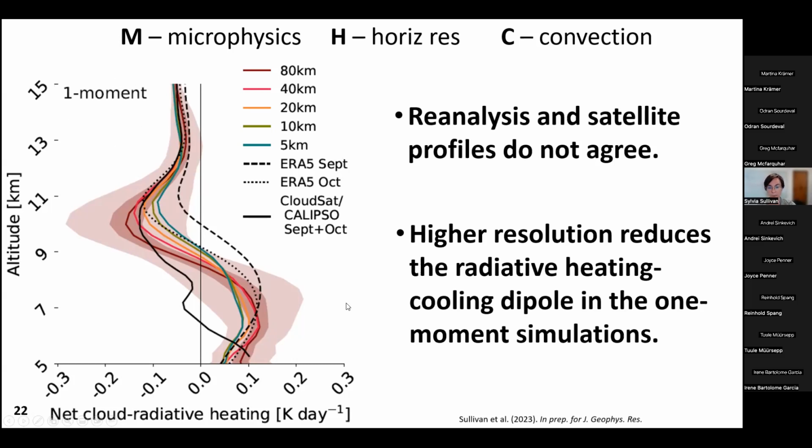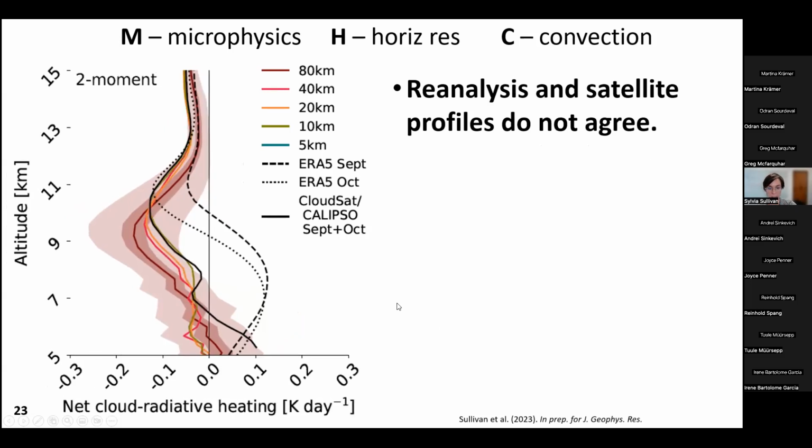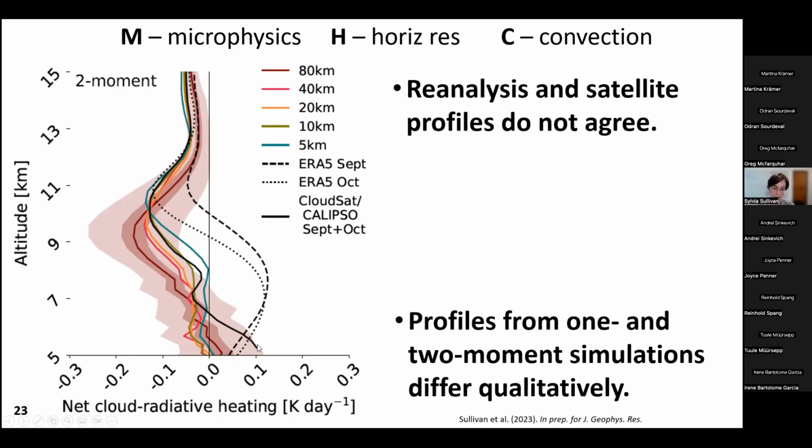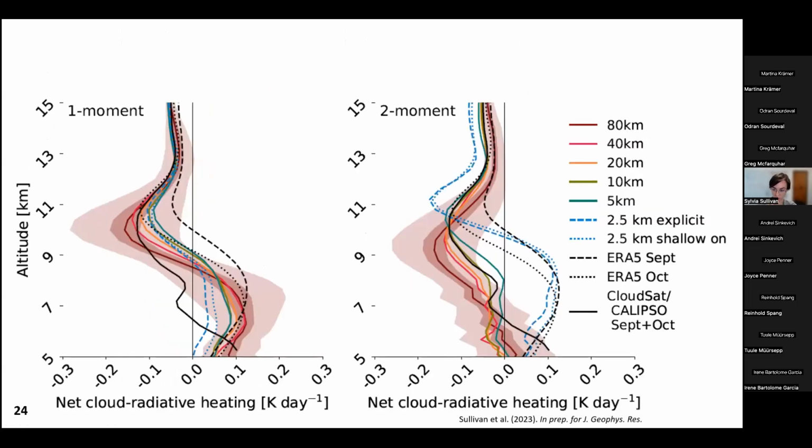So these were for the 1-moment simulation. Let's do the same activity for the 2-moment simulations. So we start with our 80 kilometer profile and add in 40, 20, 10, and 5. So the first thing to notice is that qualitatively we have a somewhat different profile than in the 1-moment simulation. We don't see that in-cloud heating between about 5 and 7 kilometers that we see in the 1-moment simulation. We just see the cooling over the depth from 5 to 15 kilometers here. But we do again see that as we move towards higher resolution, the cloud-radiative cooling here is reduced.